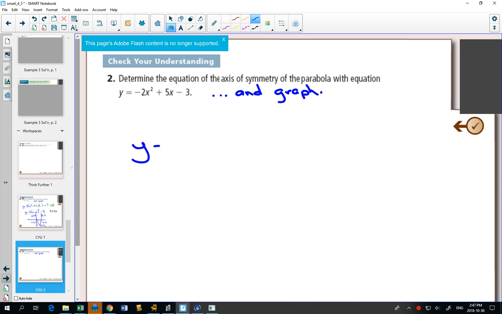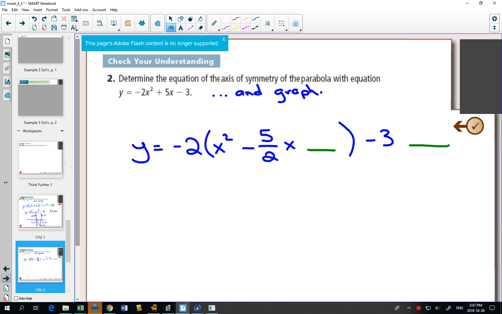However, this one has an issue already, because I'm going to take out the negative 2. Can you tell that that's going to be your a value? But when I factor the negative 2 out of the negative 2x squared, that's easy. What goes here? It's going to be negative, because it has to be a positive, and it's going to be 5 over 2. And we still have the minus 3 out here. There's a space, there's a space.